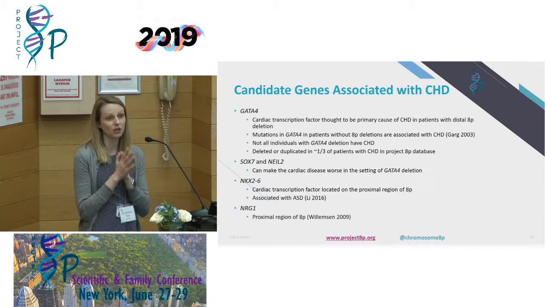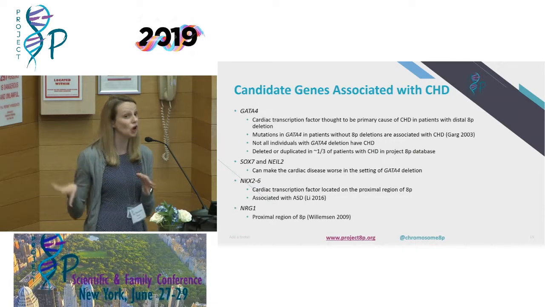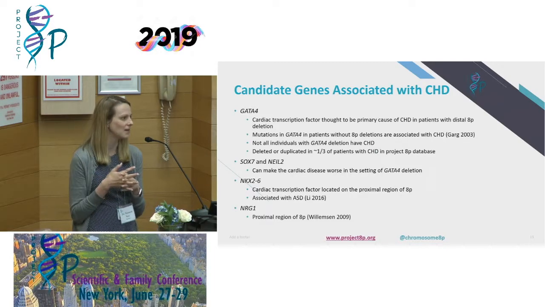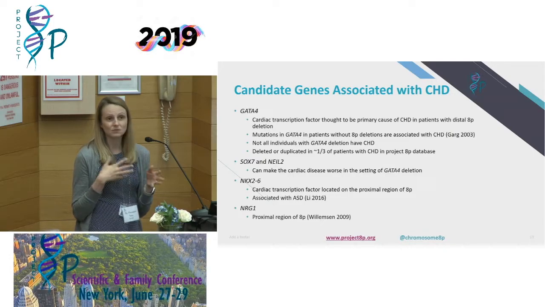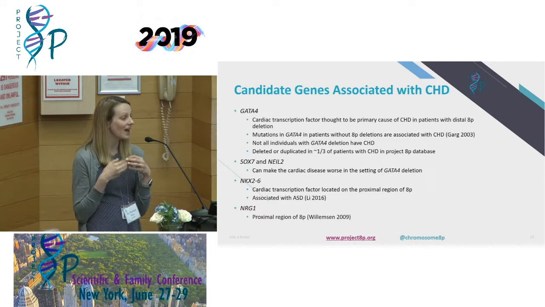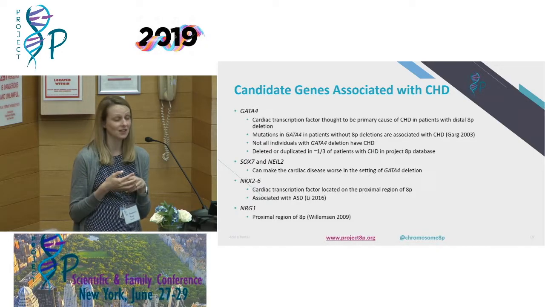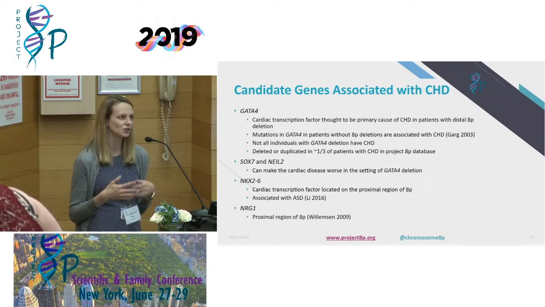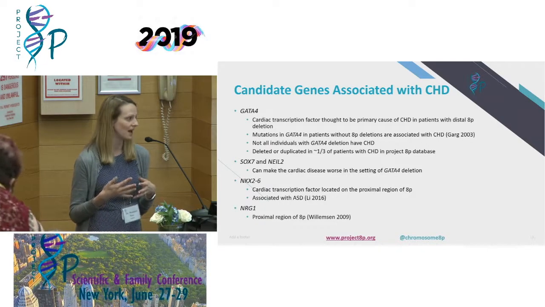If we look at patients with congenital heart disease who don't have 8P, we see mutations in GATA4. So we know that that's definitely important for normal development of the heart. But thanks to some of the data you guys provided, as well as other things in the literature, we know that not everyone with a GATA4 deletion has congenital heart disease. So that can't be the only thing that's contributing.